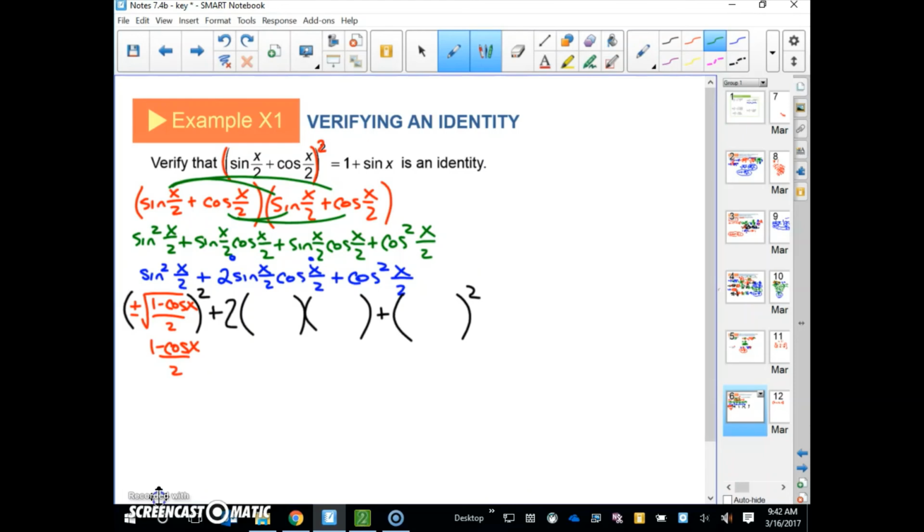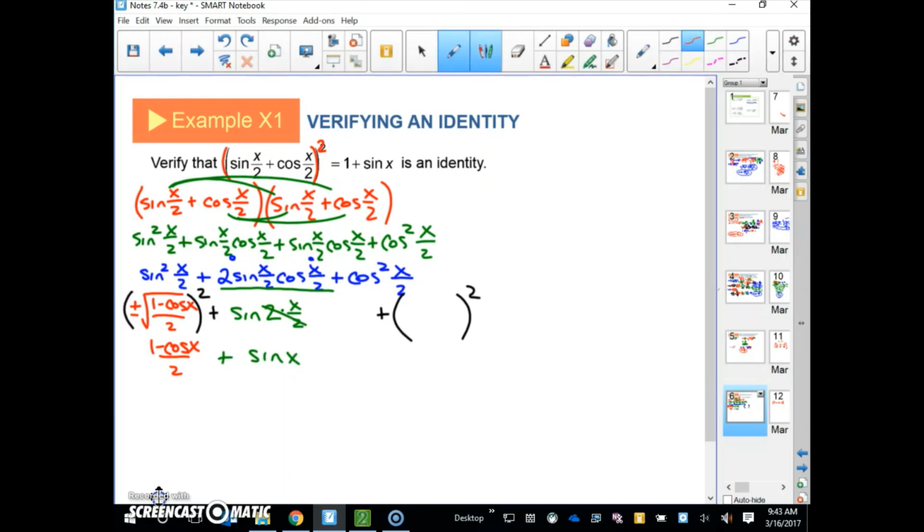So then I've got 2 sine, okay, wait a minute. I'm not going to use half-angle identities here. I've got 2 sine x over 2 times cosine x over 2, and that looks like the double angle sine formula. This is the double angle identity for sine. Normally it would be 2a, but our angle here is x over 2. And so sine of 2 times x over 2, the 2's cancel, and I get sine x, so plus sine x.